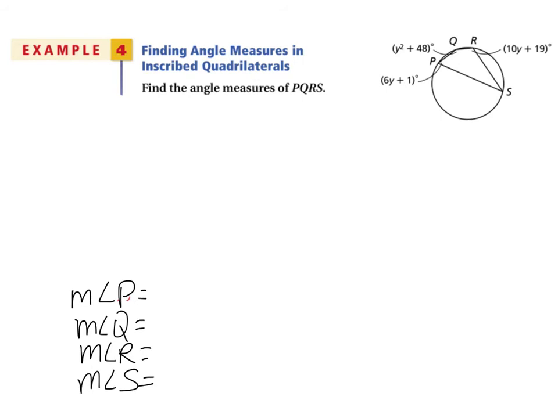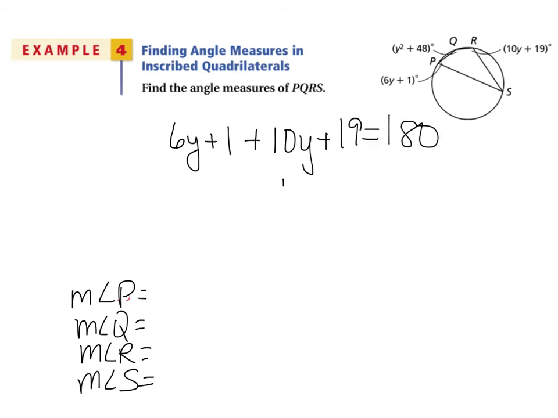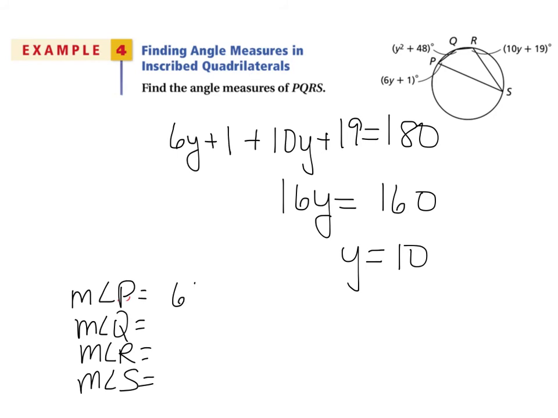Opposite angles are supplementary. So that means angle P and angle R are supplementary. So 6y plus 1 plus 10y plus 19 equals 180. I solve this equation. 16y equals 160. Y would equal 10. If I plug it in, the measure of angle P would be 61 degrees. The measure of angle Q would be 100 plus 48, so 148 degrees.